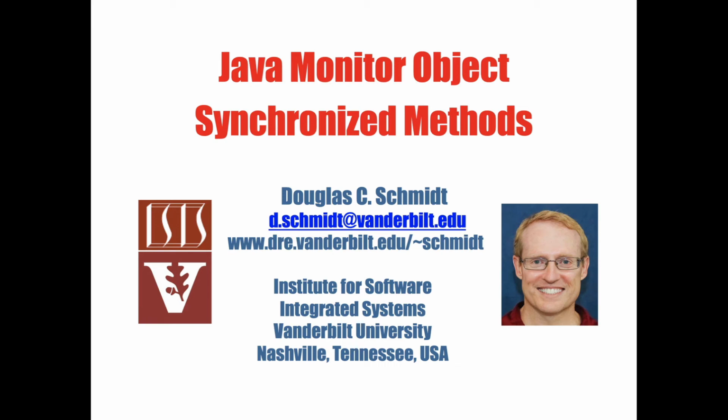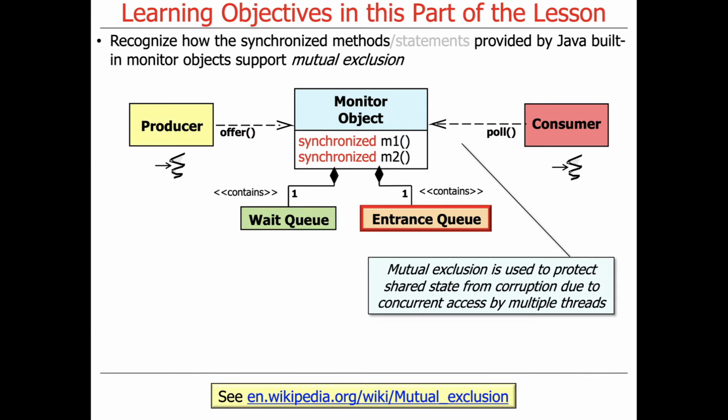We're now going to turn our attention to the first of the key capabilities provided by Java built-in monitor objects, and that is synchronized methods. As we'll see, synchronized methods are provided by Java built-in monitor objects to support mutual exclusion. And as we've seen before, mutual exclusion is a means of protecting shared mutable state from corruption due to concurrent access by multiple threads.